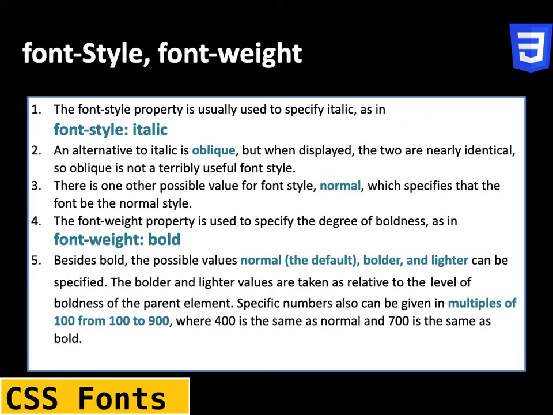Then font style and font weight. The font style property is usually used to specify italics, as in font-style colon italic. An alternative to italic is oblique, but when displayed, the two are nearly identical. So oblique is not a terribly useful font style. Instead of oblique, normally italic is used. This is one other possible value for the font style, that is normal, which specifies that the font be in the normal style.